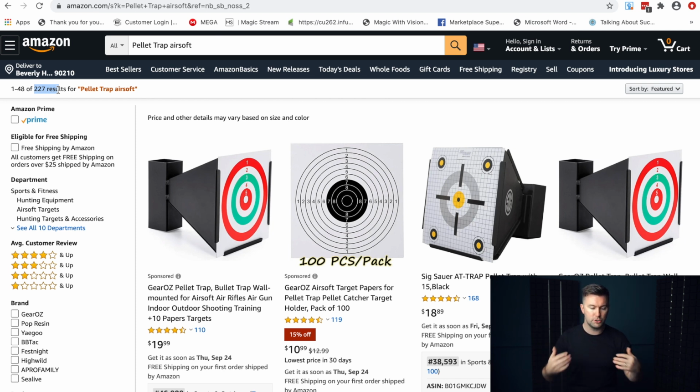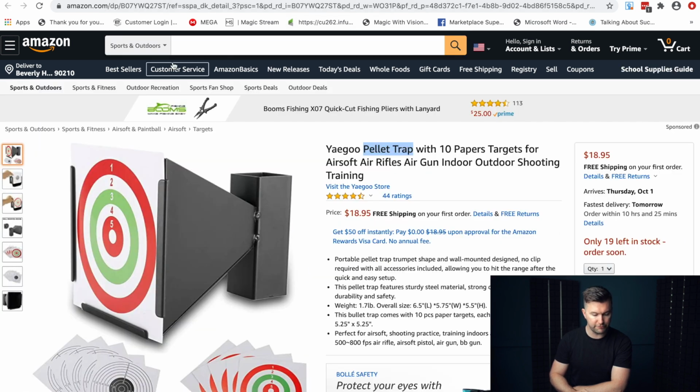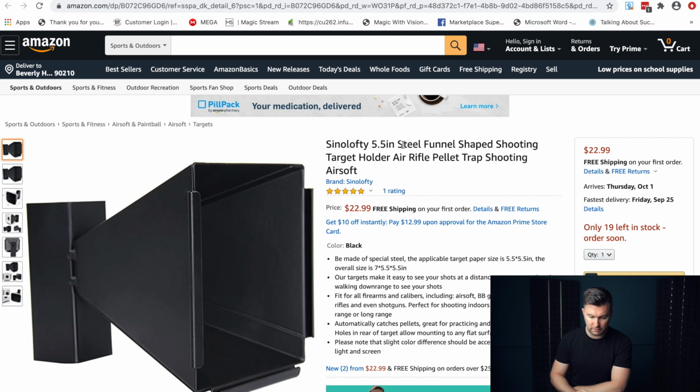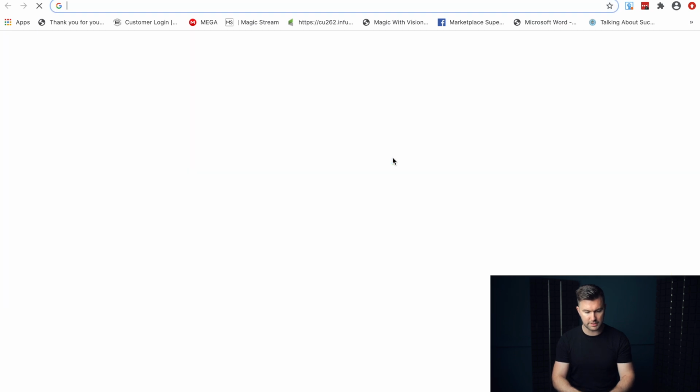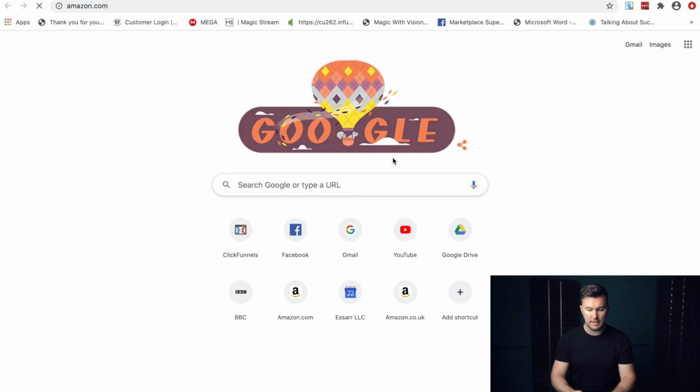It just means 227 different listings came back featuring this pellet trap airsoft, these keywords, right, which is important as well. So that one looks somewhat interesting. We take it a little bit further then. So it's a steel funnel-shaped shooting target holder. So steel, I'm going to take out some of these keywords as I search it over on Amazon now.